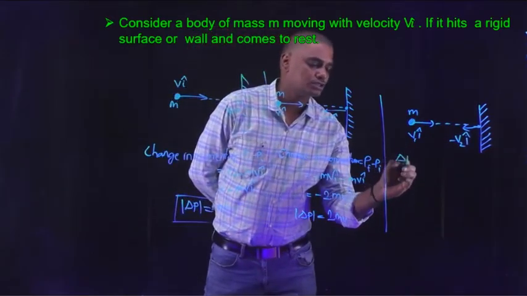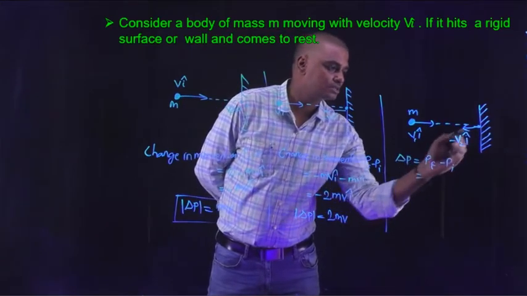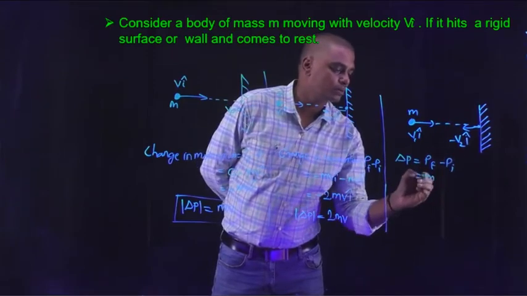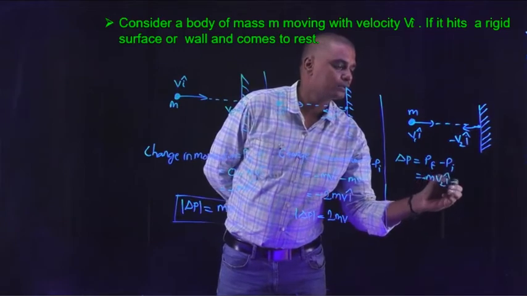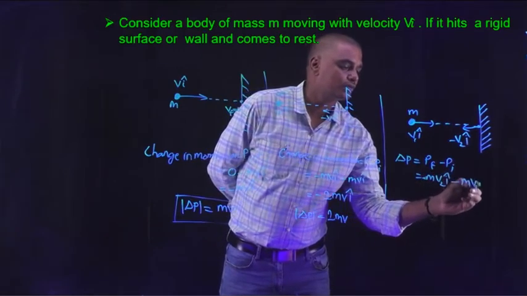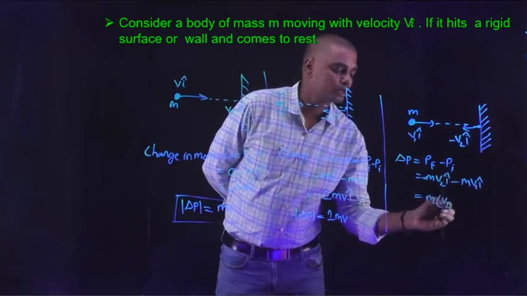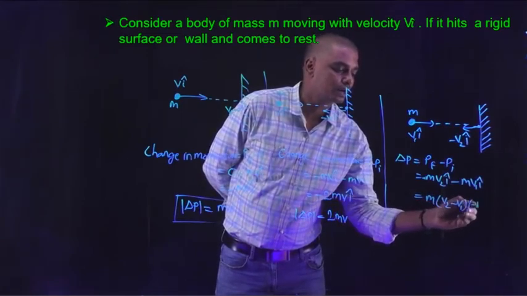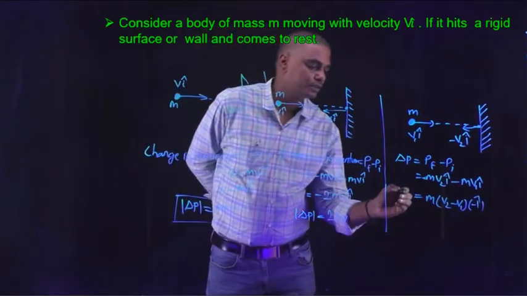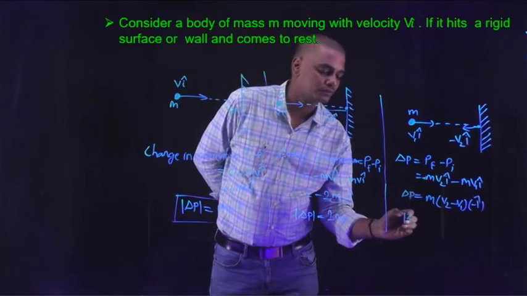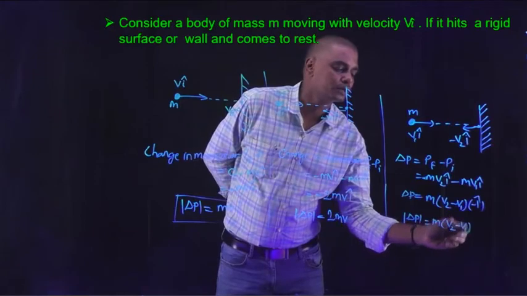So change in momentum delta p is equal to p final minus p initial. So final means here mass m into minus v2 i cap, minus m into v1 i cap. So that is equal to m into v2 plus v1, minus i cap. Minus i cap denotes the direction of the change in momentum. So the magnitude of the change in momentum is m into v2 plus v1.